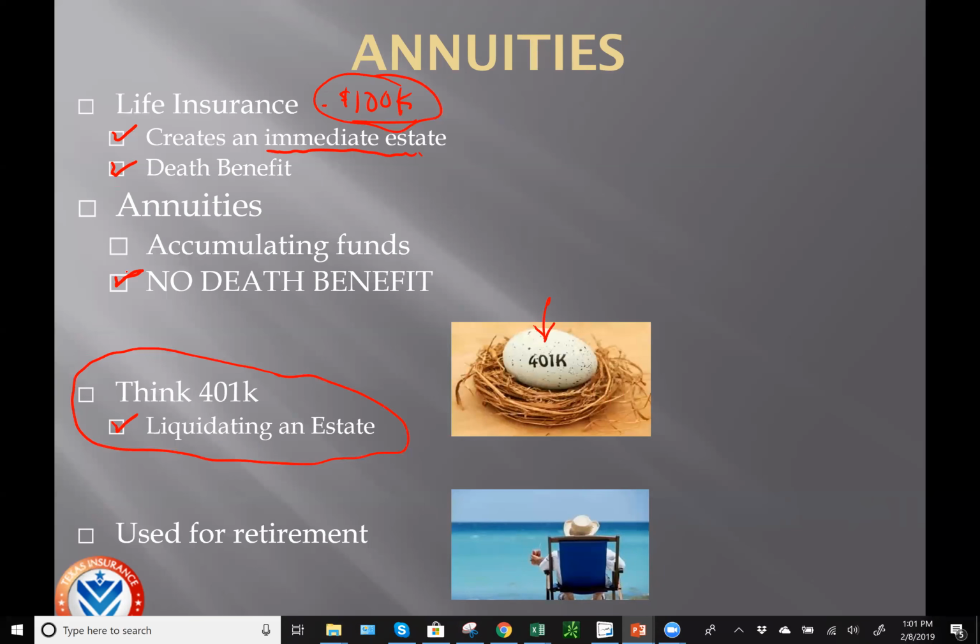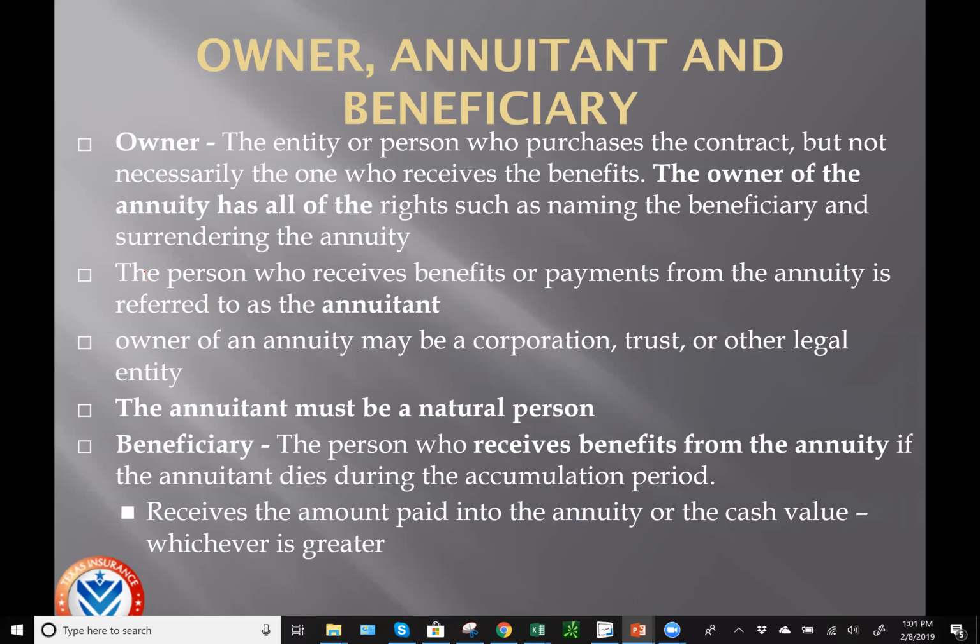So once again, life insurance creates an immediate estate. Life insurance has a death benefit. Annuities are for the liquidation of an estate, and they do not have a death benefit. So that is the main difference between the two. Now let's look at some terminology that you need to know about annuities. First, the owner of an annuity is the one that has all the rights and privileges in the policy.